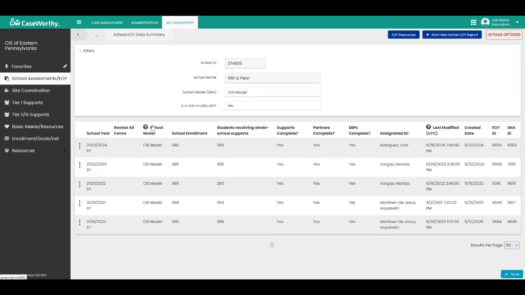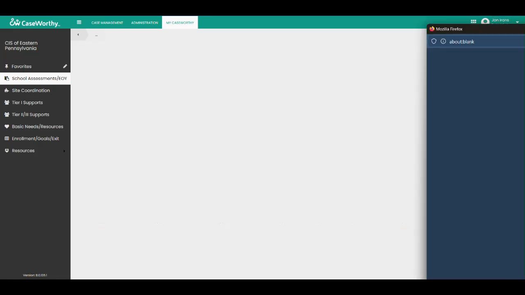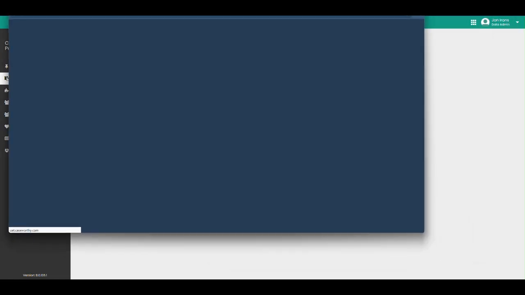School EOY Data will take you to previous end-of-year data workflows and forms. If your site's been here before, you'll see them, or if this is the first time, then you will have it blank. And up at the top right, we'll do a Start a New School EOY Report. And that's going to open a pop-up, which I will bring over here.